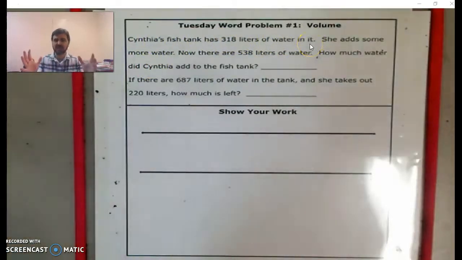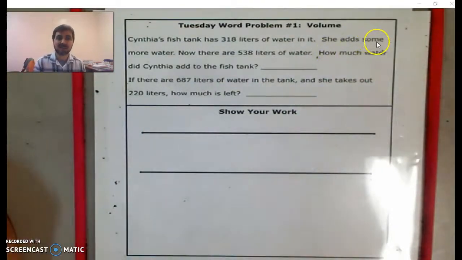A fish tank is a lot bigger than a 2-liter bottle of water or Coca-Cola, but it's not nearly as big as a pool, okay? If she adds some more water, now there are 538 liters of water. So there used to be 318, now there's 538. She added some water. How much water did Cynthia add to the fish tank?